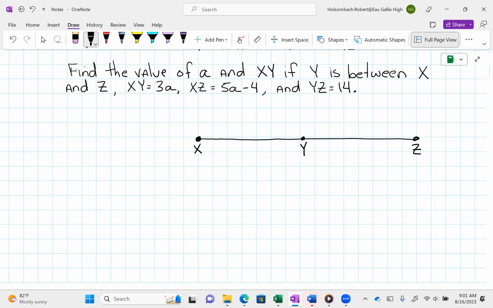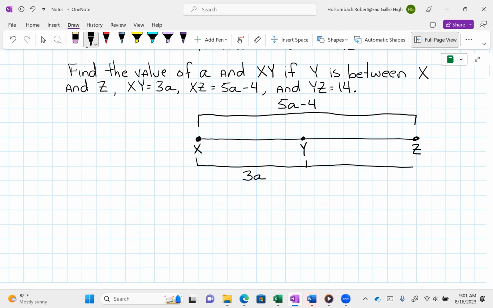X to Y is 3A. So this portion right here is 3A. X to Z is 5A minus 4. So from X over here to Z is 5A minus 4. And then Y to Z equals 14. So this portion here from Y to Z is 14.